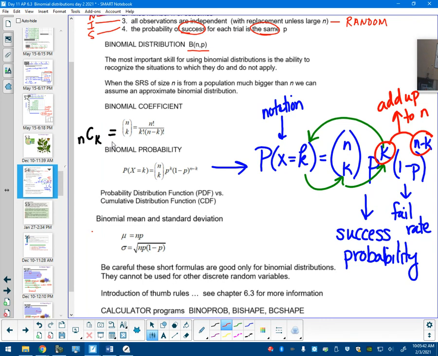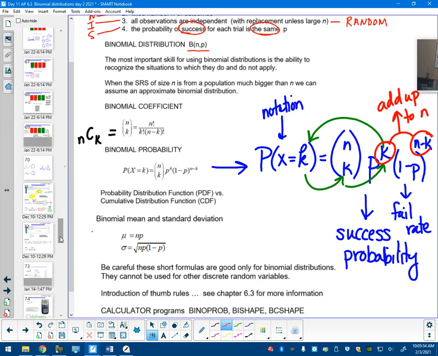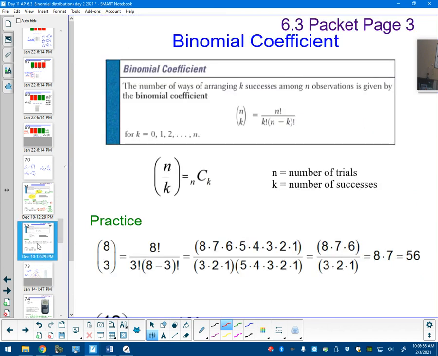All righty. So let's turn to page 3. And at the top, you have that formula. And if you need to move over a little bit that way, you're certainly welcome to do so. On the top of page 3, you have this.